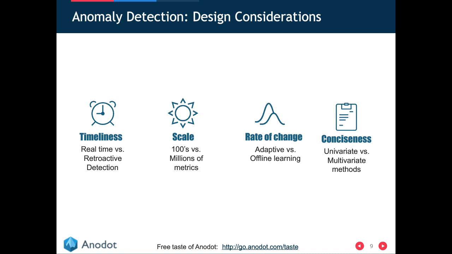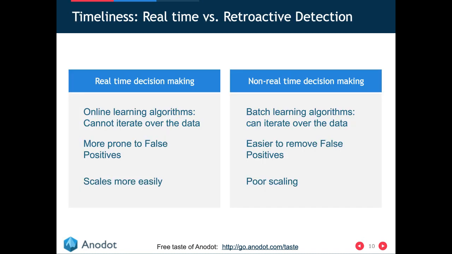So let's double-click on some of these and talk about what it means in terms of machine learning. If I'm looking at timeliness, real-time versus retroactive, it's basically the difference between online learning algorithms and batch learning algorithms. Online learning algorithms have good properties and bad properties. First, they're basically algorithms that cannot iterate over the data. I cannot go back and fix what I've learned. Every sample that comes in updates what I've learned so far, and I learn with every sample.